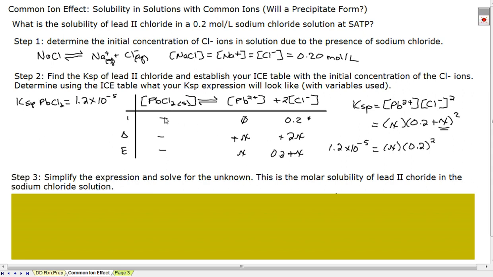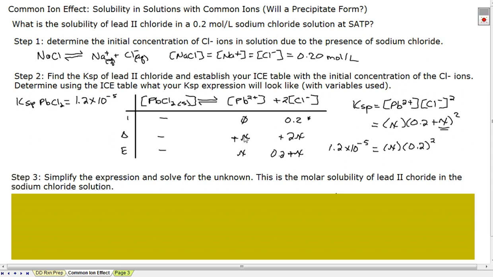So of course, because our lead(II) chloride is a solid, we cannot change its concentration. It remains constant. And this is where things are different than they usually are for equilibrium questions that we've done. We're not going to start off with any lead in the solution. However, we're adding a salt to a solution that already has chloride ions. And those chloride ions already have a concentration of 0.2 moles per liter. That's why I put a little star beside there, because there is an initial concentration of chloride ions.